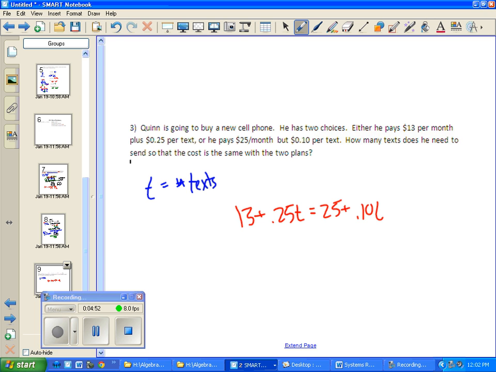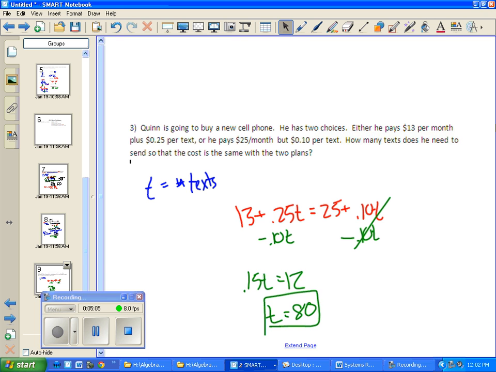When you subtract 10 cents on both sides, you get 15 cents per text. When you subtract 13 on both sides, you get equals 12. And when you divide, you get T equals 80. So Quinn must send 80 texts for the cost to be the same. Anything more than that, he should go with the more expensive plan per month, even though it's cheaper for the number of texts. On to Station 4.